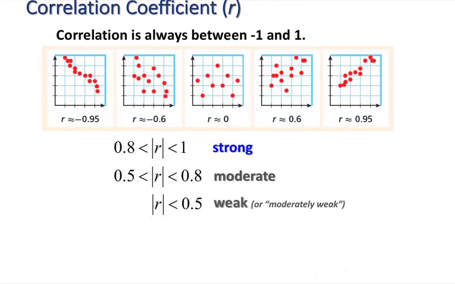If your R value is 0.8 to 1 on the positive side or the negative side, you notice how they have absolute value bars? It means if it's positive or negative, 0.8 to 1, we consider it strong. If it's 0.5 to 0.8, we consider it moderate, and weak, we consider anything from 0 to 0.5.